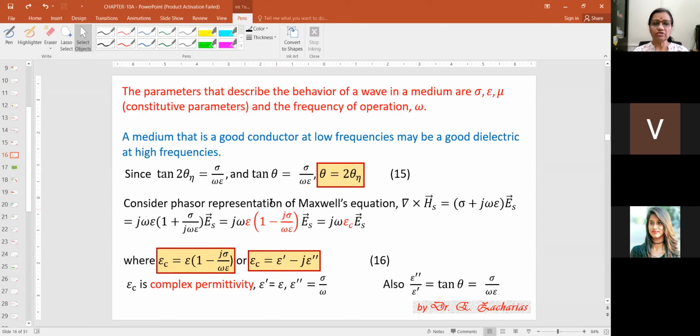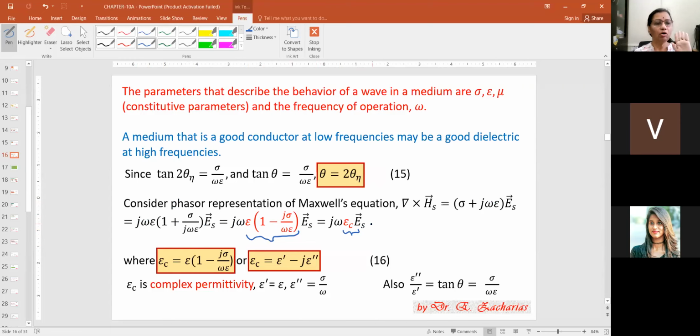So now what I want you to do is look at the phasor representation of this equation. Obviously, you can see that this is modified Ampere's law. Here, we have just taken out omega epsilon out of the bracket, and then you are left with sigma by j omega epsilon, into 1 minus j sigma by omega epsilon. Now we are calling this term, what is written in red here, epsilon c. What is epsilon c? Epsilon c is complex permittivity.